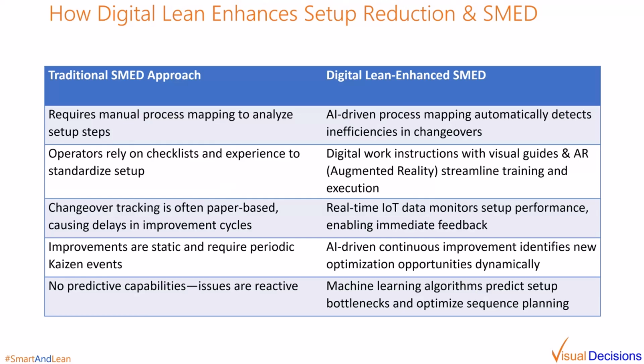And then predictive scheduling can group similar jobs together to minimize unnecessary tool changes, optimizing the order of production for maximum efficiency. And by integrating these tools, manufacturers can significantly reduce the setup times, making that small lot production much more viable and cost effective.